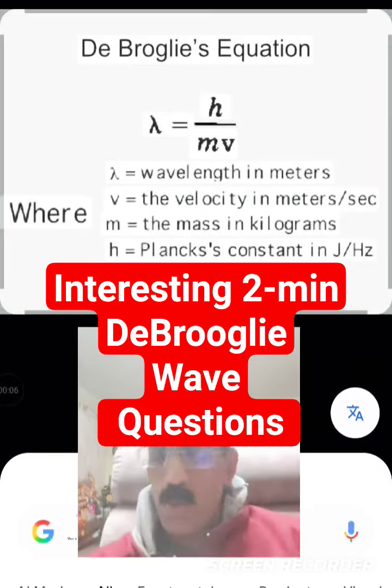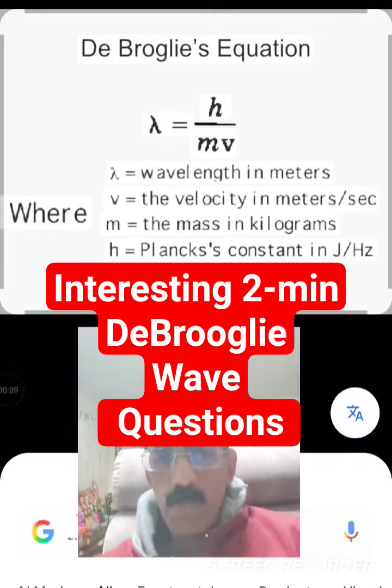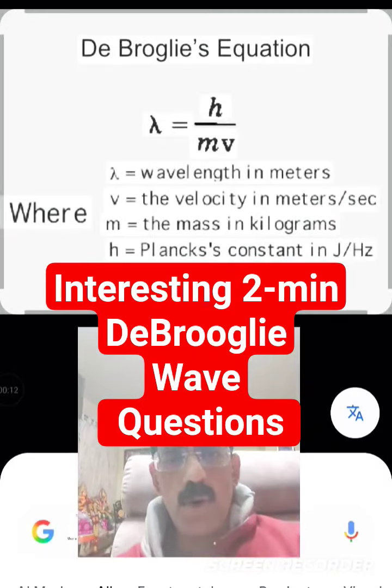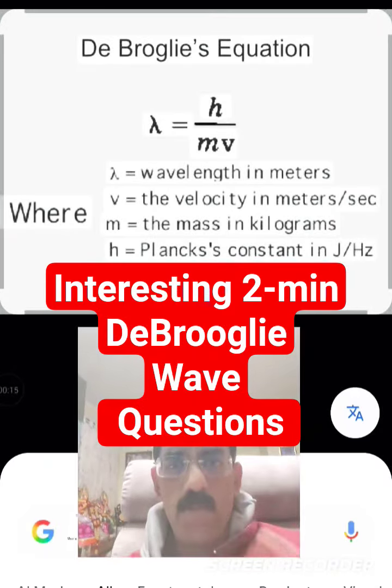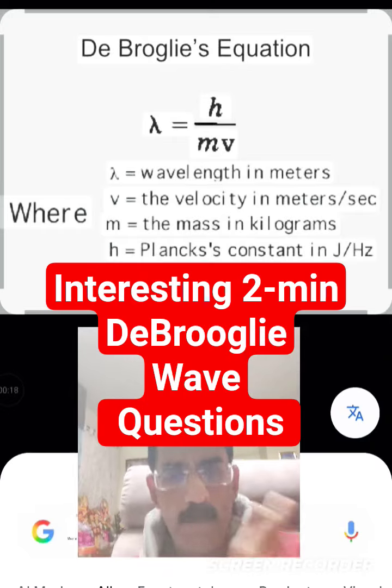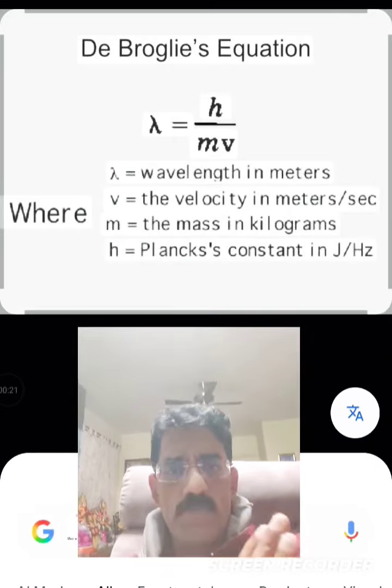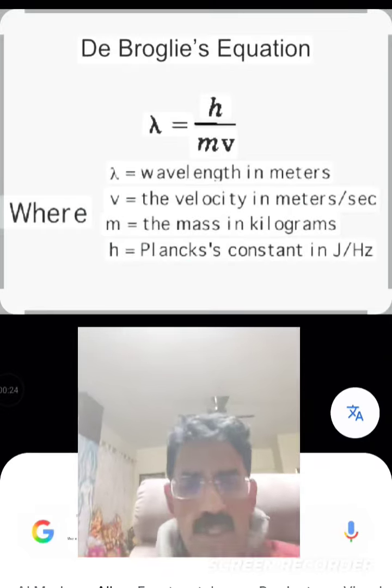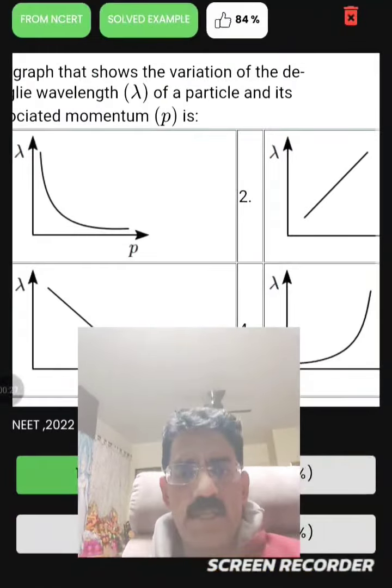This time on de Broglie wavelength in just 2 minutes. Very important 2 minutes for de Broglie wavelength. You know the de Broglie equation is lambda, that is h by mv. h is your Planck's constant, mv represents your momentum, so that is basically your mass into the velocity. So you know this basis of the de Broglie equation. Let us see this interesting question.